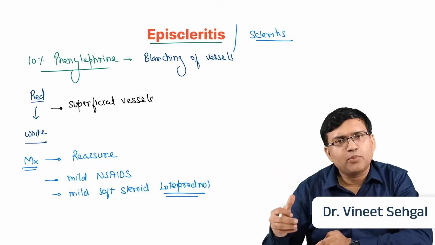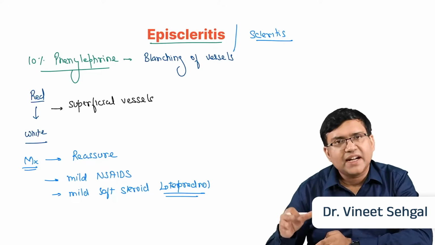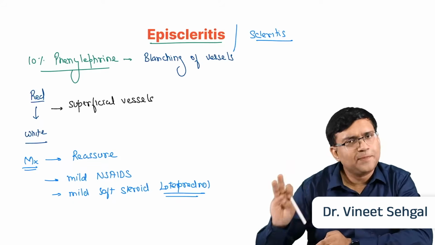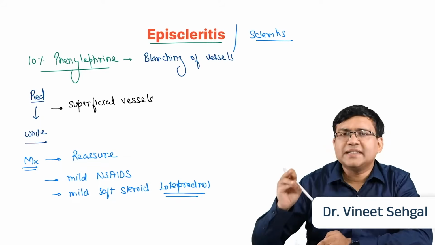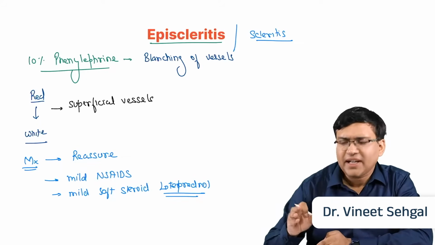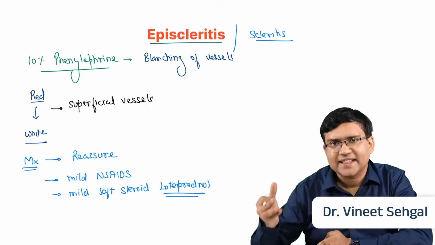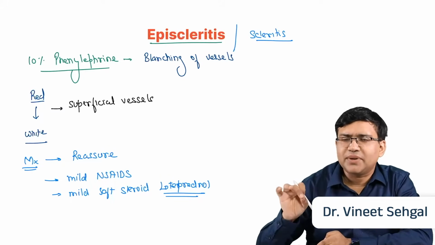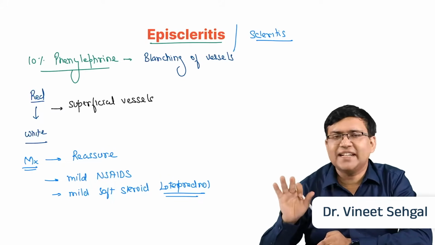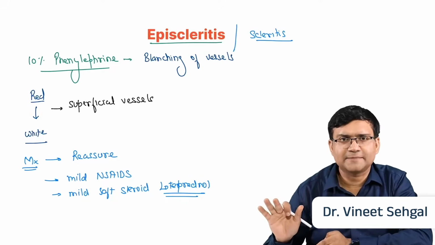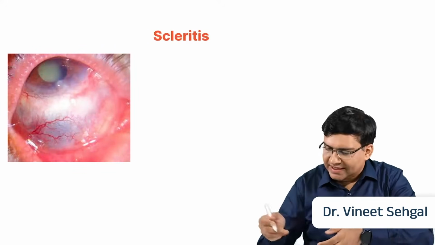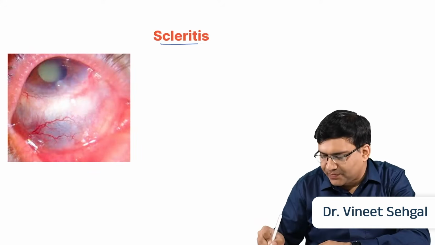So these are the important points you should remember regarding episcleritis: this is a superficial inflammation that is self-limiting and you do not need to treat it aggressively. The patient does not have many symptoms and there is no visual threatening condition. Now we move to a more dangerous type of inflammation, that is scleritis.